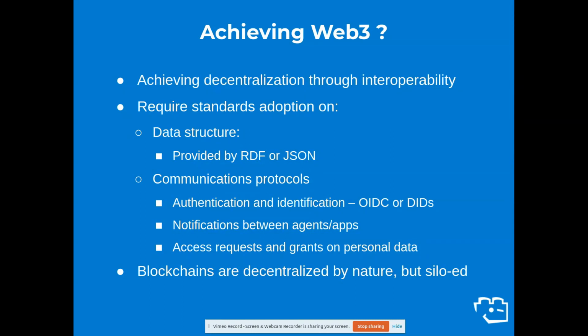It requires standards adoption on a few different things, like data structure, which in the case of semantic web-based technology is provided by the resource description framework, and in the case of blockchain technology is provided by agreement and JSON standard structure, like we can see on NFTs with some ERC and some identity too. And it also needs standards adoptions on communication protocols.